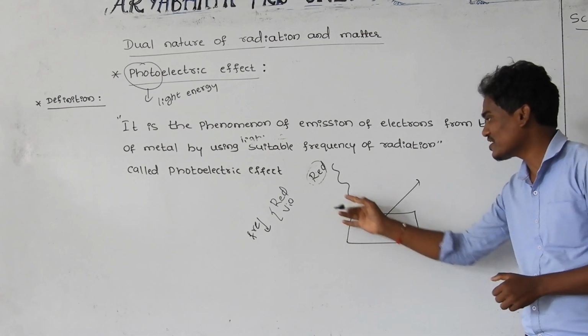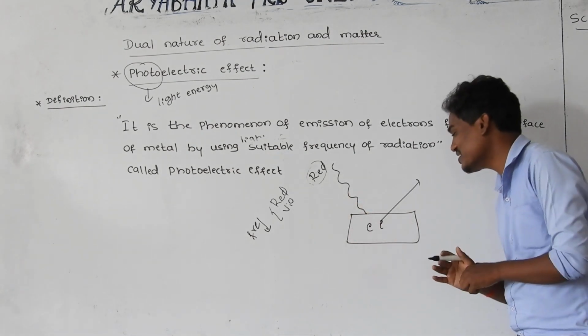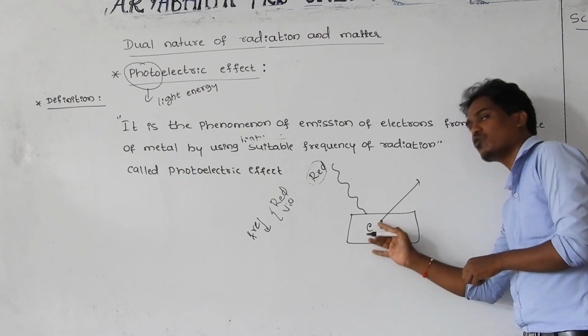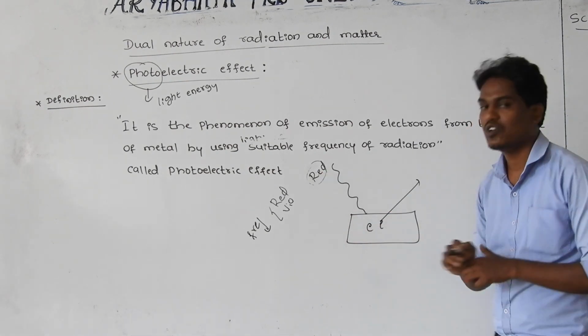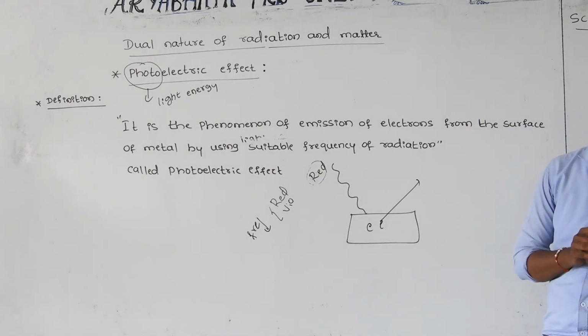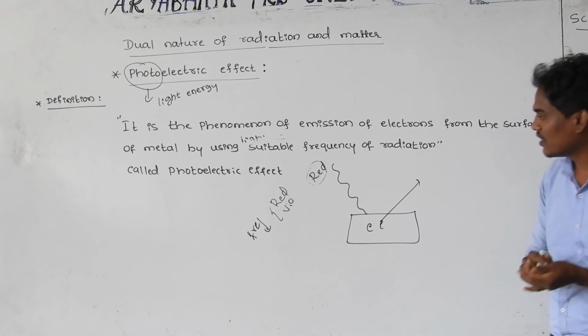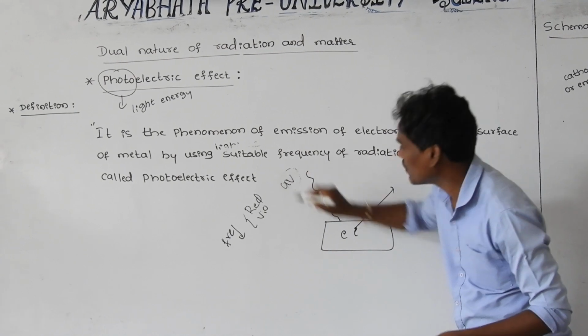Then the energy given by the photon, or the energy given by the red light, is not sufficient for the electron to come out from the surface of the metal, because its frequency is lowest. This frequency is not sufficient to emit the electron from the surface of the metal. Then I am using another light. For example, I am using UV light.